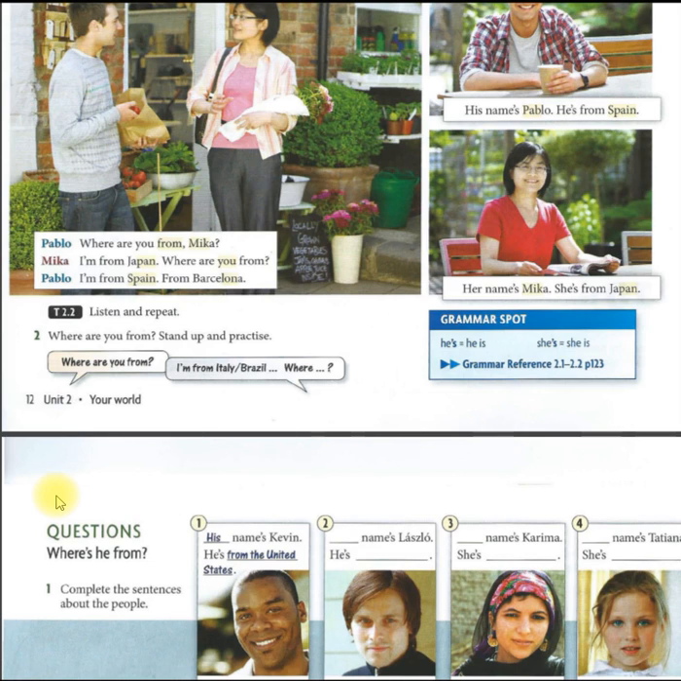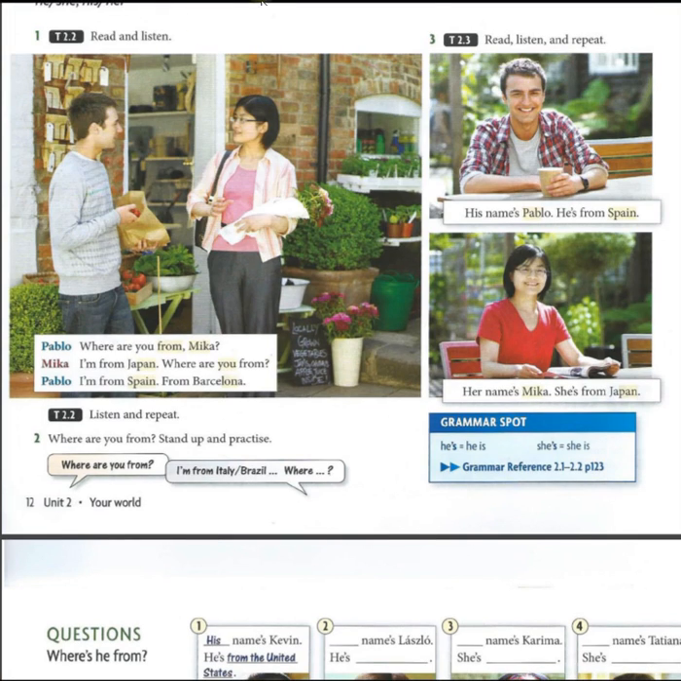So you can repeat the conversation, listen to it many times, and try to repeat it, please.